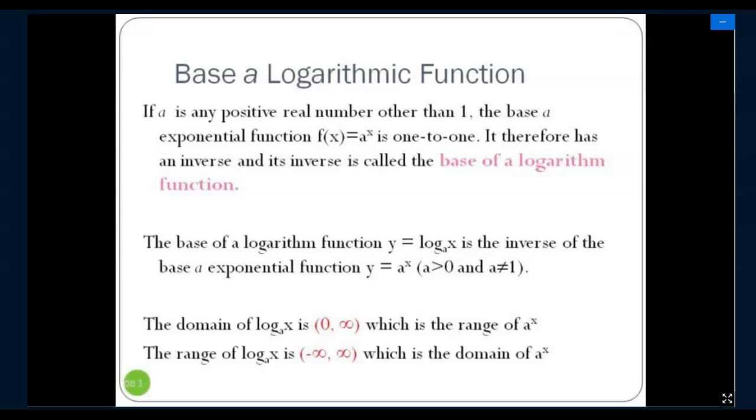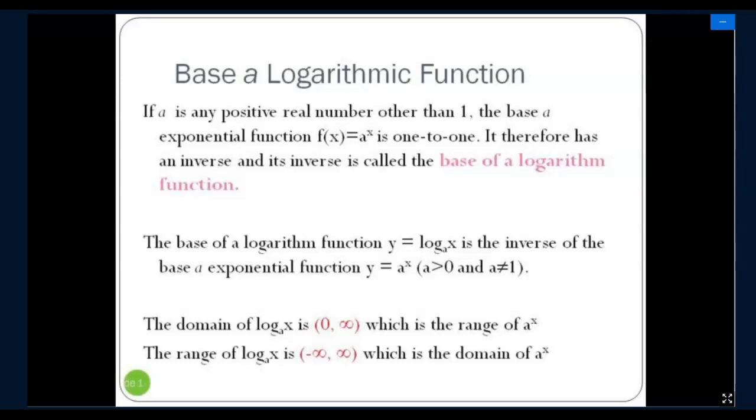So we are going to look at some basic definitions today. The first thing we're going to talk about is a logarithm. A logarithm-based function is a function in which we have a positive real number other than 1, and the base of that exponential is a. So anything a to the x is considered a logarithm function with a base that is an exponent.